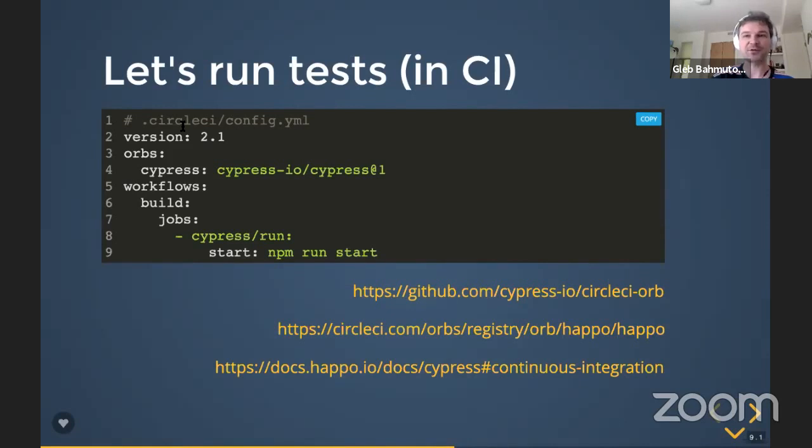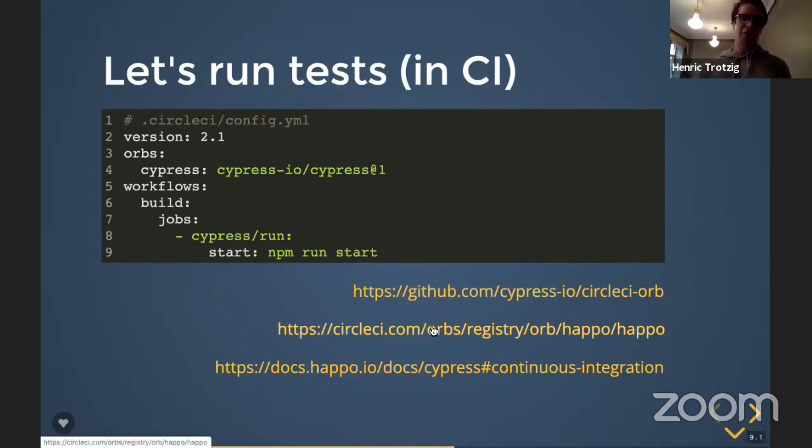And also Happo has its own orb, right? That makes configuring Happo on Circle easier. We have a link right here. Yes, so there's the Happo orb as well. The Happo orb itself is a test runner also, and it's not compatible with the Cypress setup. So make sure you're not trying to use the Happo orb for the Cypress Happo integration. But if you're doing any other type of integration, you can use the Happo orb. And there's a link to the Happo docs here on how to set up continuous integration if you're using a Cypress integration with Happo. Perfect. So make sure to check that out.